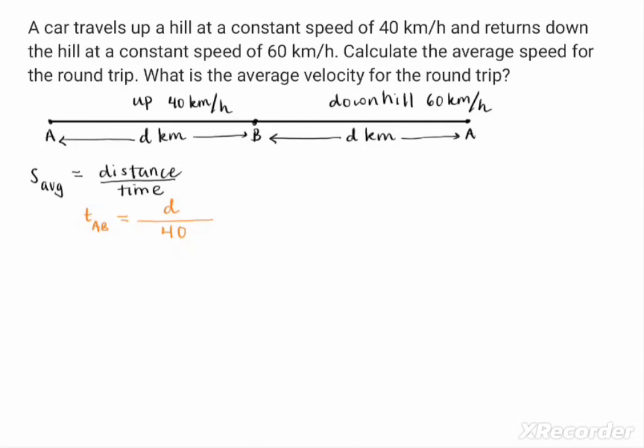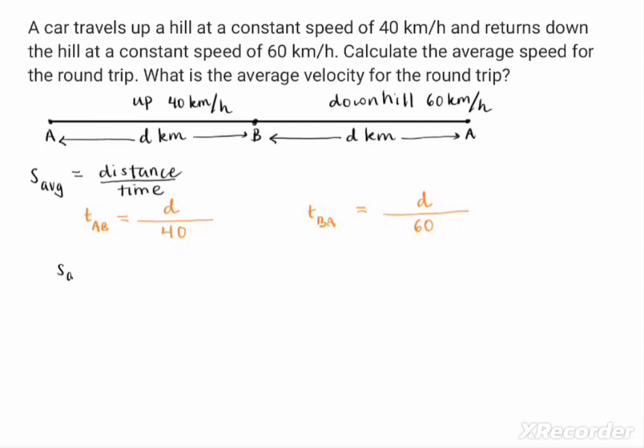And then we go to downhill, and then we have BA, so B back to A. And the distance is again the same D because it's the same hill going up and down. It's the same distance traveled, divided by speed, which is 60 kilometers per hour. And because I'm having D in kilometers, I'm going to leave the speeds in kilometers per hour and not convert it to meters per second.